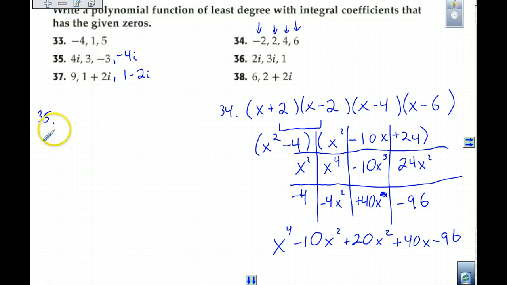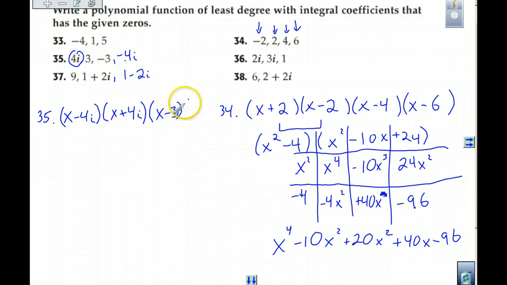Like 35, you'd have to do x minus 4i for this one, and then I'd probably do this one next and do x plus 4i, and then x minus 3 and x plus 3. Once again, it's probably easier to multiply the imaginaries together and multiply these two together, and the answers from those two multiply together.